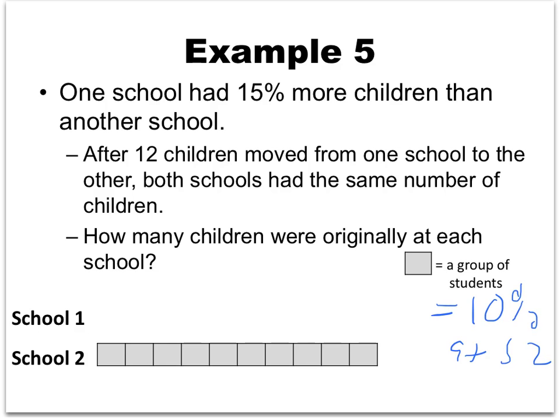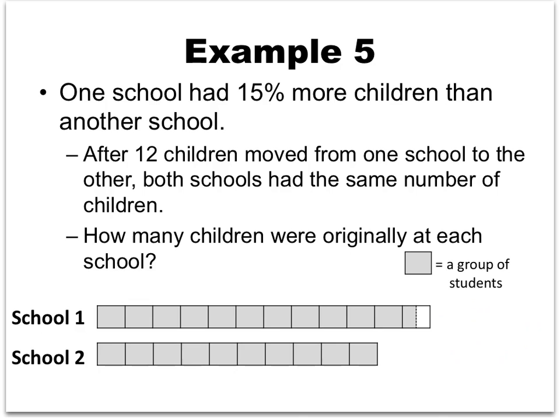Now we're told that the first school had 15% more children. So let's draw a strip for school 1. And so school 1 is going to be the same length as school 2, but we're going to need to add 1.5 groups. So this additional 1.5 groups, that's 15% of the children in school 2. So we're not adding 2 whole groups here, we're adding 1.5 groups. So it's a little more complicated.